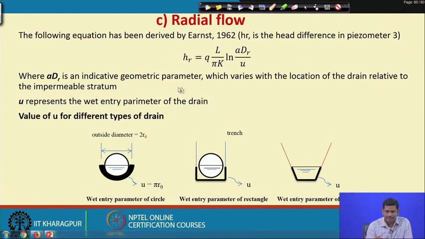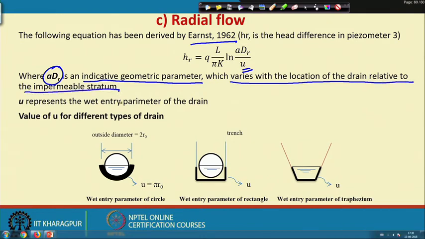And then for the radial flow, Ernst in 1962 has suggested the equation. So, H r is equal to Q into L by pi k into ln of A d r by u. Here A d r is the indicative geometric parameter, which varies with the location of the drain relative to the impermeable stratum. Okay. And u represents the wetted perimeter of the drain. So, for example, if it is circular, u is equal to pi r naught, because in a circular drain only half is wetted, right. So, pi r naught. In case of a trench, u is the rectangular perimeter, and in case of trapezoidal, u is the trapezoid perimeter. This is basically the perimeters. Okay.